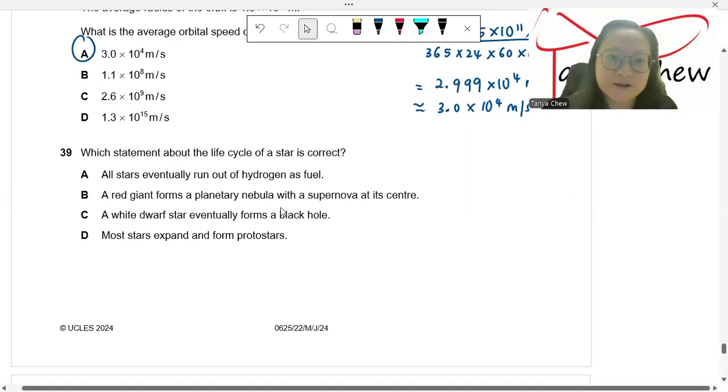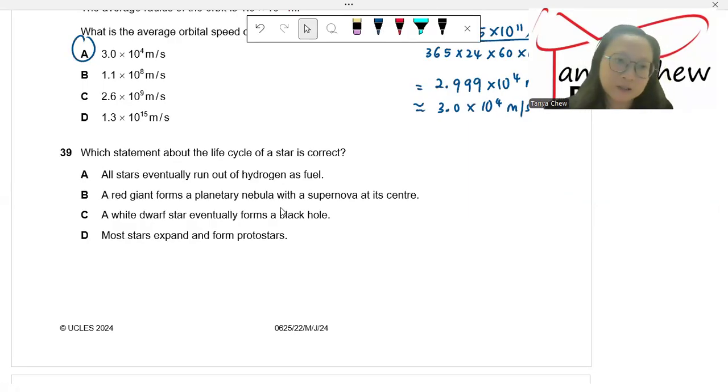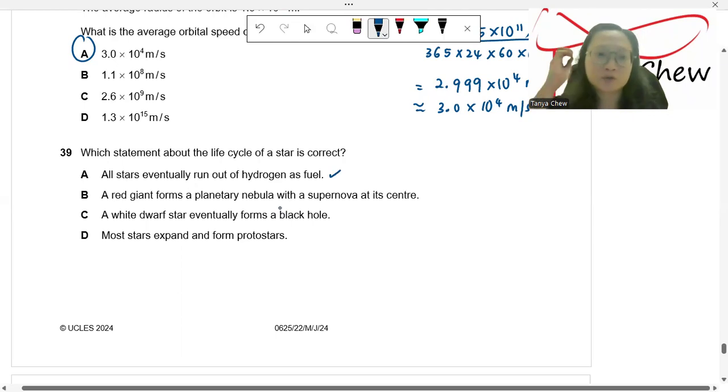Question number 39. Which statement about the life cycle of a star is correct? A, all stars eventually run out of hydrogen as fuel because the process of fusion keeps on occurring. Yeah, so eventually they will run out of hydrogen. This is true. Now, B, a red giant forms a planetary nebula with a supernova at its center.